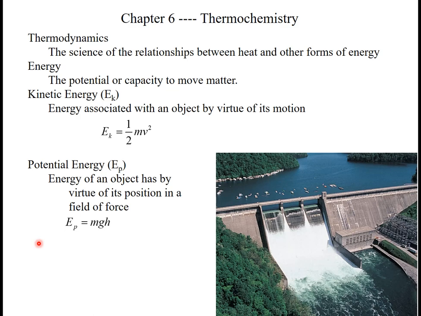So energy is simply the potential or the capacity to move matter. There's two major divisions of energy: kinetic energy, which is the energy associated with motion, and potential energy, which is the energy by virtue of position. So this picture of the dam here shows both. All this water right here that is in the motion of falling down off the top of the dam is undergoing kinetic energy. And all the water that's in the lake back here has potential energy. All of it has the potential to come over the dam.